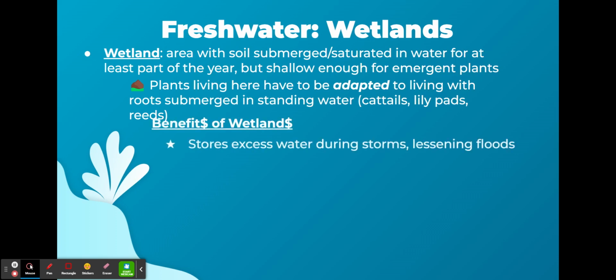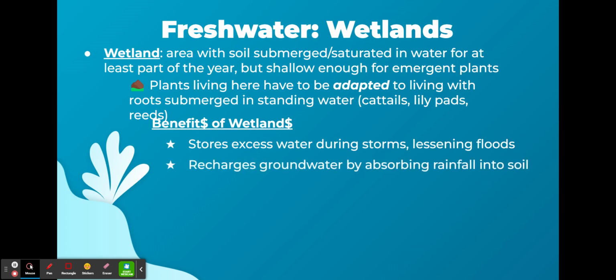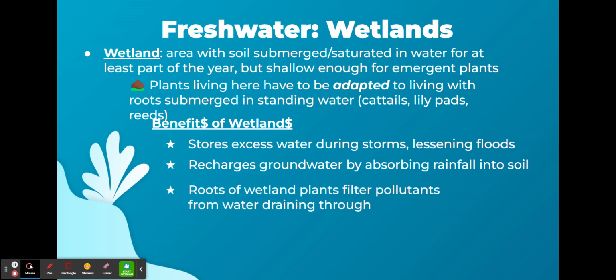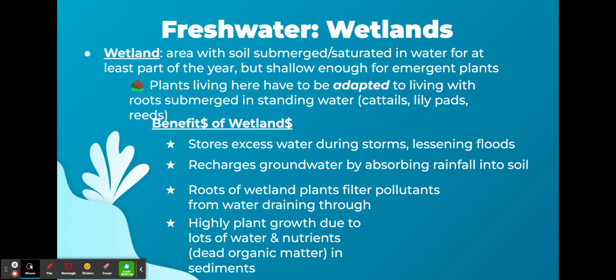Benefits of wetlands: stores excess water during storms, lessening floods. Recharges groundwater by absorbing rainfall into soil. Roots of wetland plants filter pollutants from water draining through. Highly productive plant growth due to lots of water and nutrients in the form of dead organic matter in sediments.